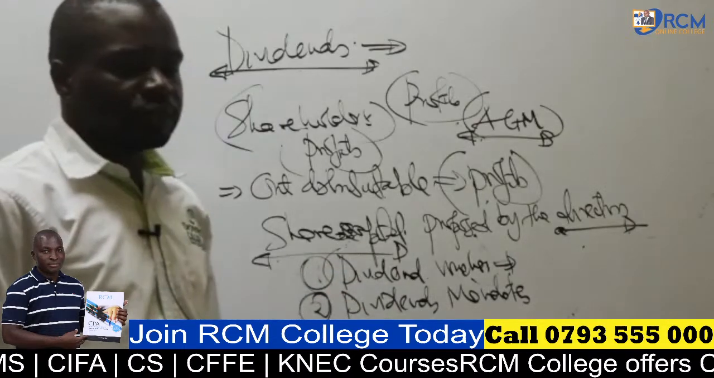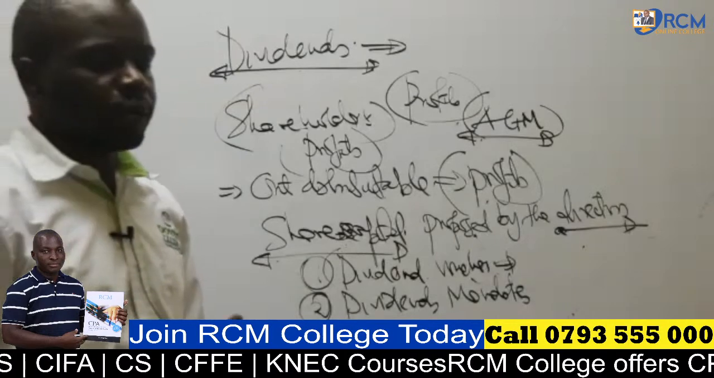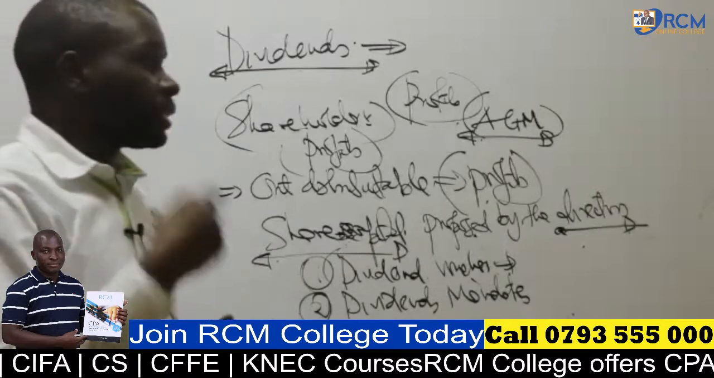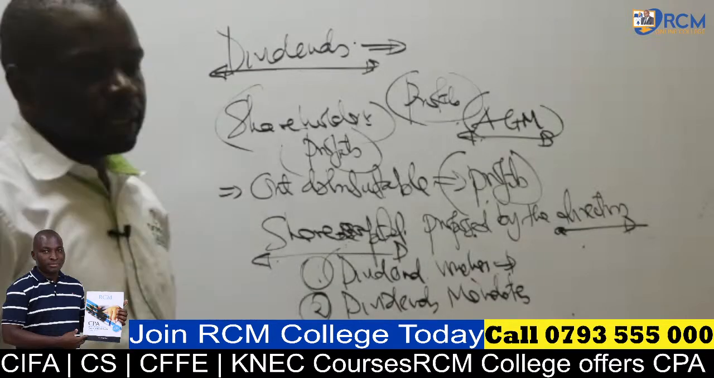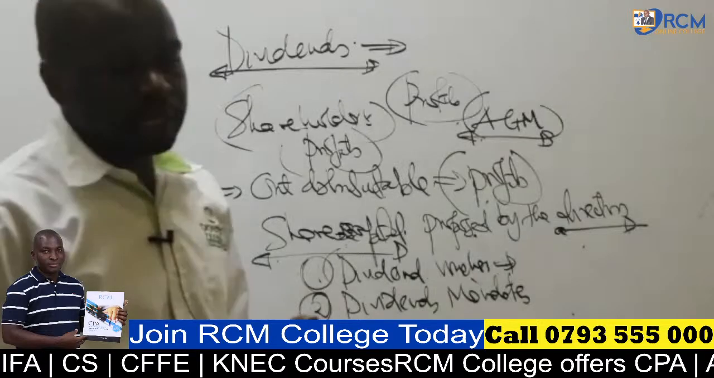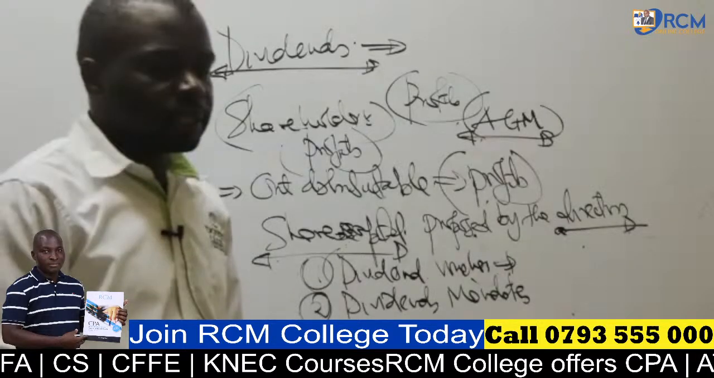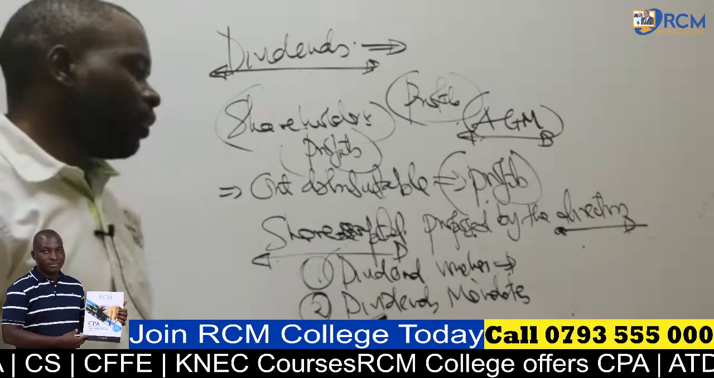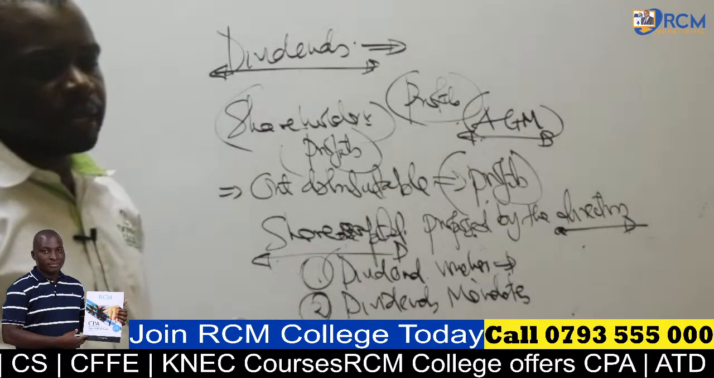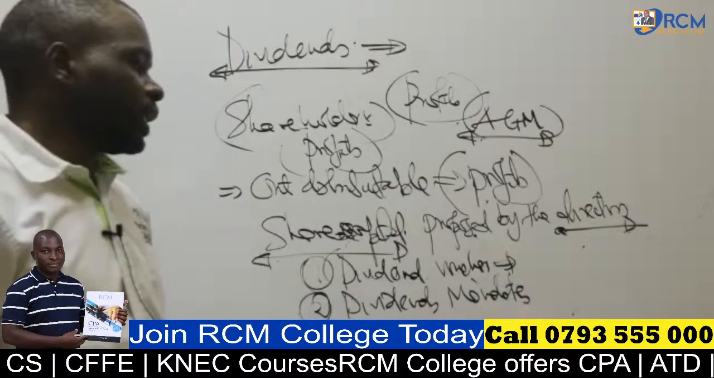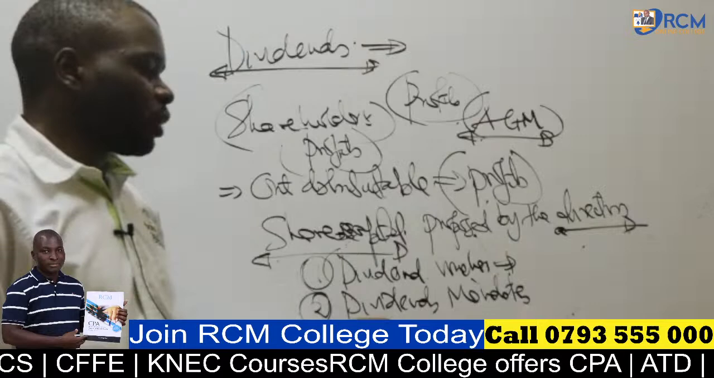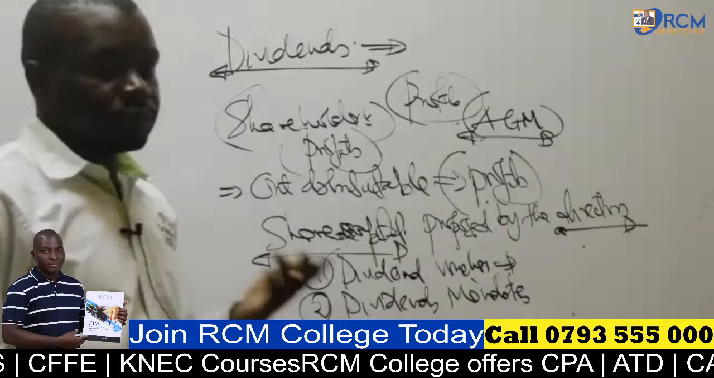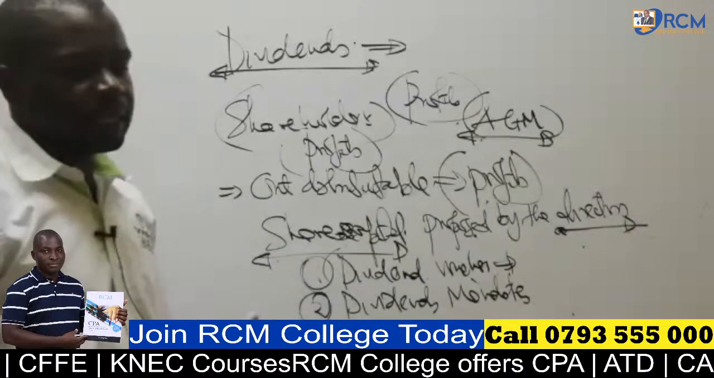Dividend mandates. Sometimes the company might ask the members or shareholders to provide the means through which they want the dividends to be channeled to them. Either you want it through M-Pesa, or you want a transfer to your account. So you'll clearly indicate on the dividend mandate, which will ask a member of a company to indicate how he wants the dividends to be paid to him as a member of the company. You can choose M-Pesa.